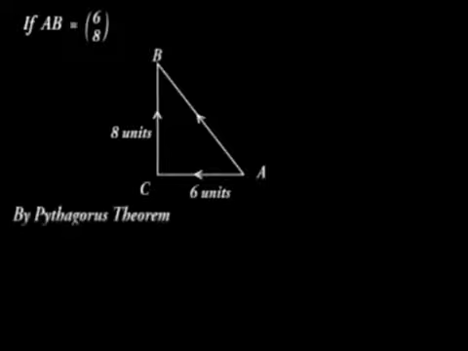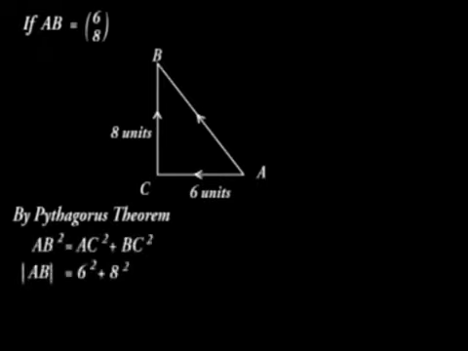Length of vectors. If AB is equal to (6, 8), it means that starting from A, you cover a distance of 6 units on the horizontal axis and 8 units on the vertical axis. This can be represented as shown by the figure below. By Pythagoras' theorem, AB squared is equal to AC squared plus BC squared. Thus, the length or magnitude of AB is given by AB squared is equal to 6 squared plus 8 squared, which is 100, and the answer is 10 units.